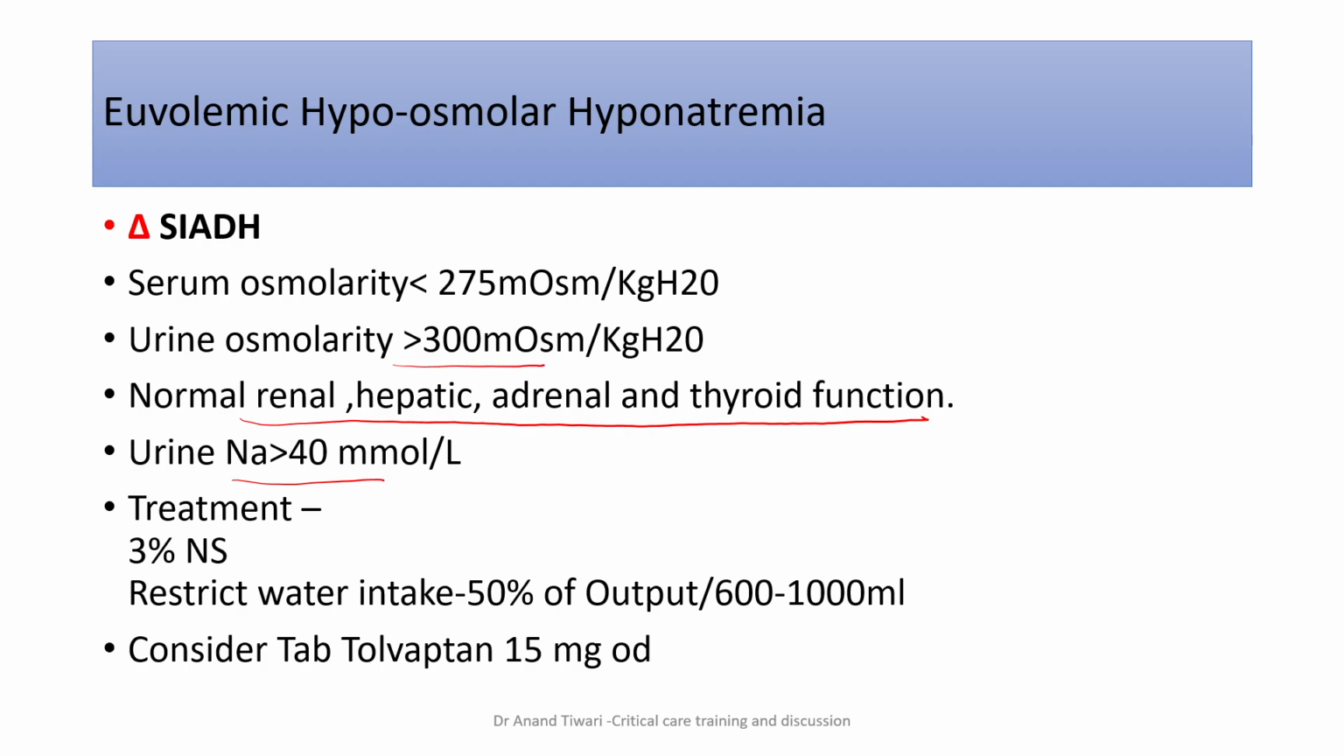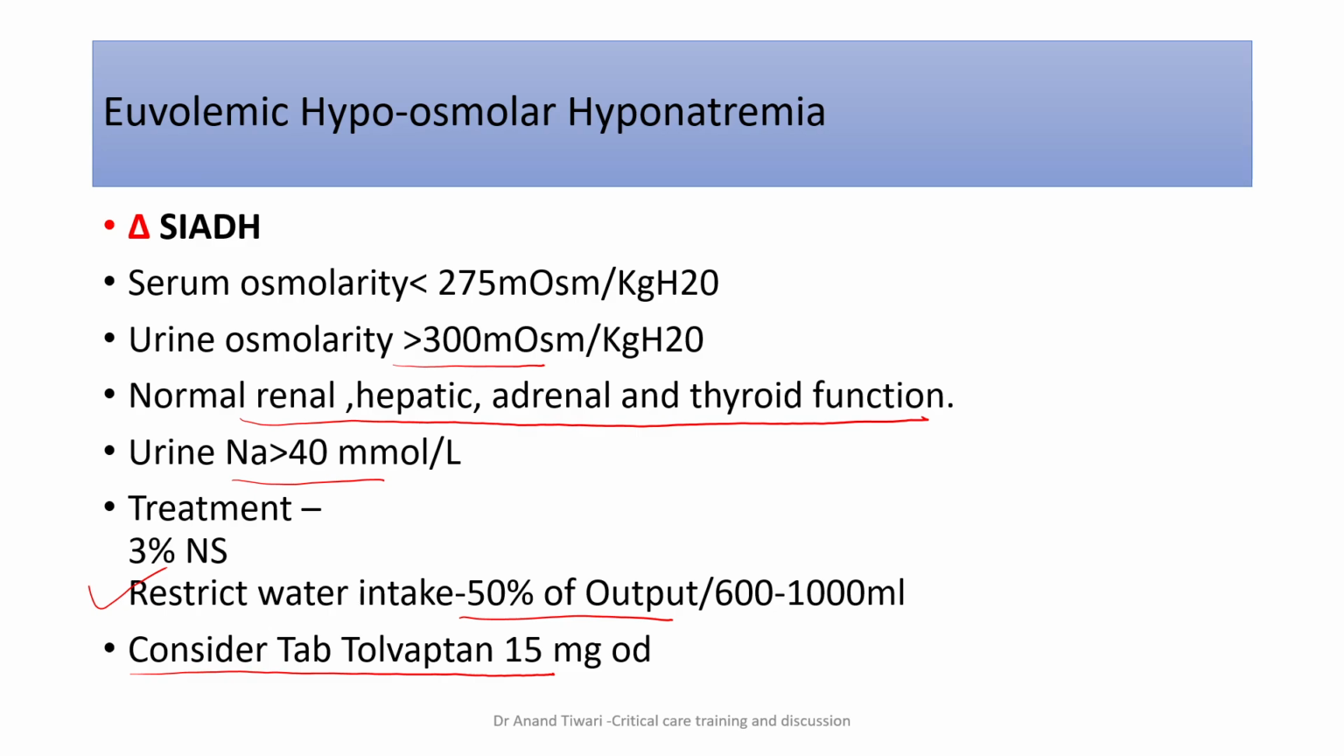What to do in this situation? If the patient is symptomatic with seizures, you have to restrict water intake to 50% of the output, and give 600 to 1000 ml of 3% saline depending upon the severity of the hyponatremia. You can consider the use of an oral vasopressin antagonist, that is tolvaptan 15 milligrams once a day. The dose can increase to BD, TDS, and the maximum you can go to is 60 milligrams per day.